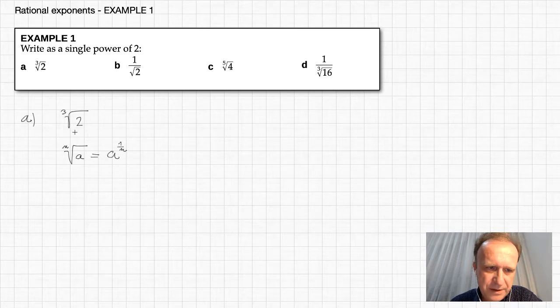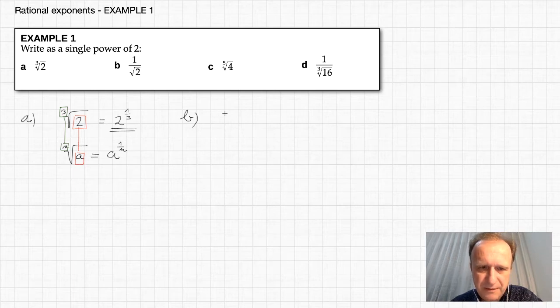Your base here is number 2, so number 2 corresponds to a here, and your number 3 here is n. Okay, these two correspond. So you can use this information and replace it as 2 to the power of 1/3. And this is it, because this is a single power of 2. Now let's do part B.